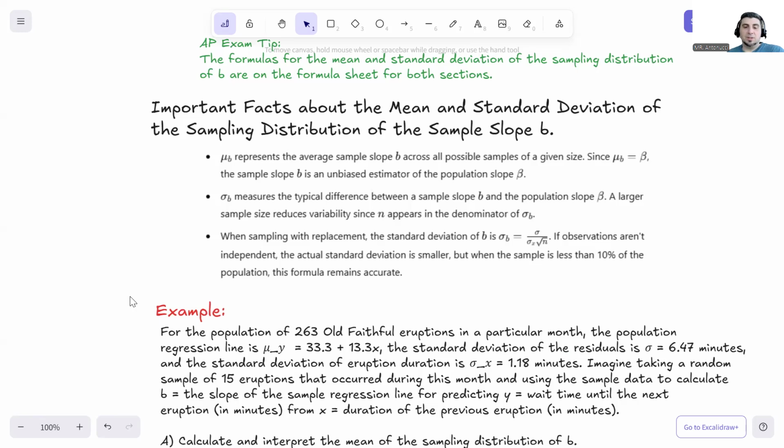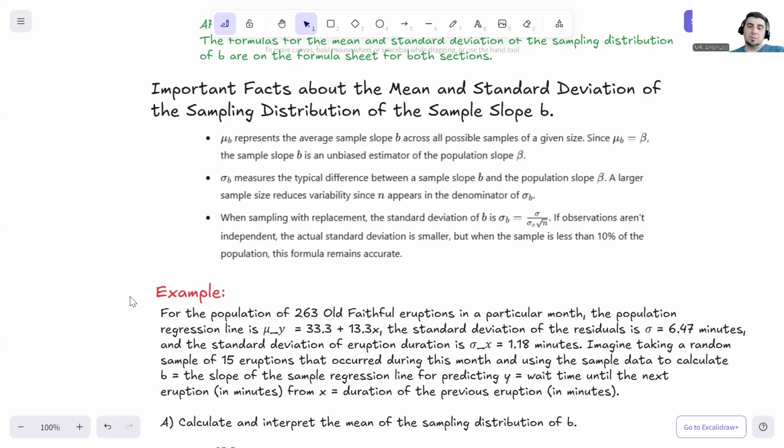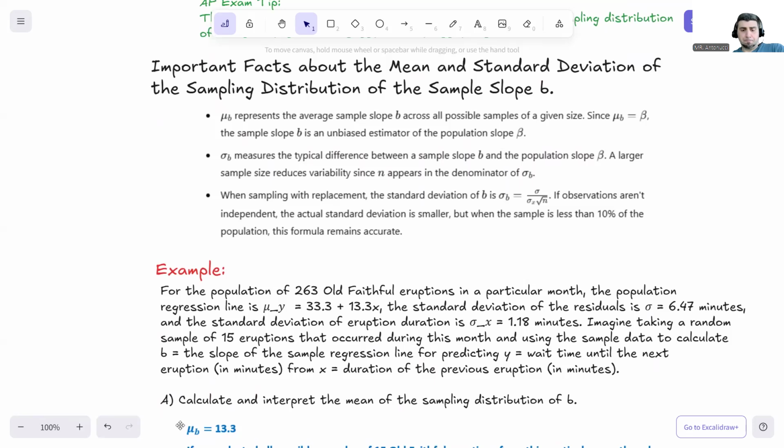Now imagine taking a random sample of 15 eruptions that occurred during this month and using the sample data to calculate b, which is the slope of the sample regression line for predicting y, the wait time until the next eruption in minutes, from x, the duration of the previous eruption in minutes. So we calculate and interpret the mean of the sampling distribution of b. Mu sub b equals 13.3.